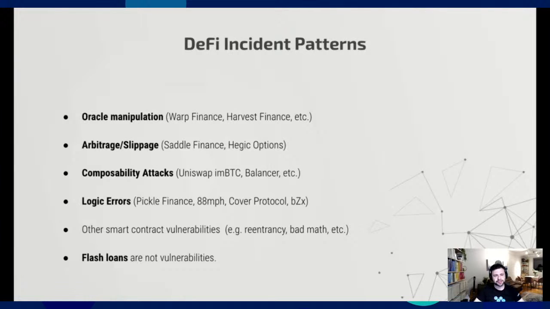Logic errors mostly exhibit themselves as money-printing bugs. That was the case with 88mph, Cover Protocol, Pickle, bZx, and so on. And then, of course, it's funny to call them traditional smart contract vulnerabilities because the whole field has existed for just a few years, but reentrancy and bad math issues keep on popping up just as well.